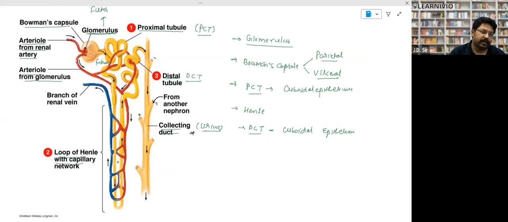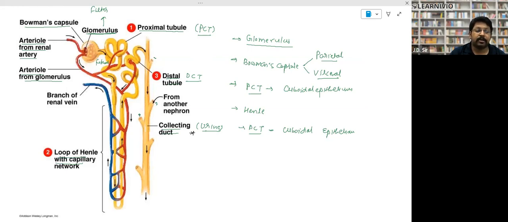When this filtrate passes through this one, what happened? The exchange of these arterioles and venules, they absorb the important components which are still dissolved in the filtrate, right? And absorption of those important components like glucose, sodium and chloride ions, and some other important hormones which are going as waste with the filtrate, they will be absorbed back by these venules.